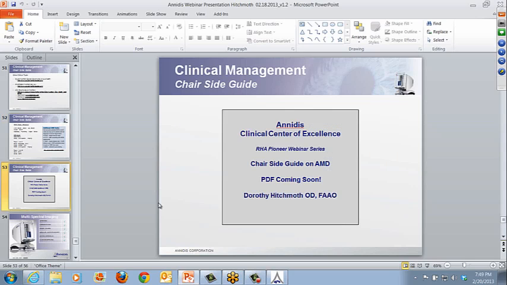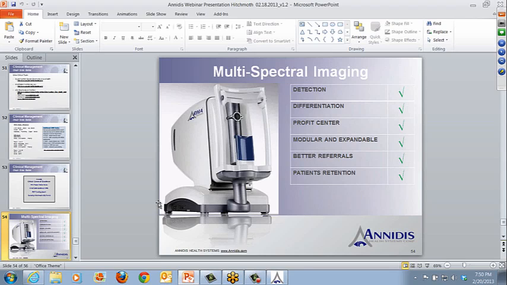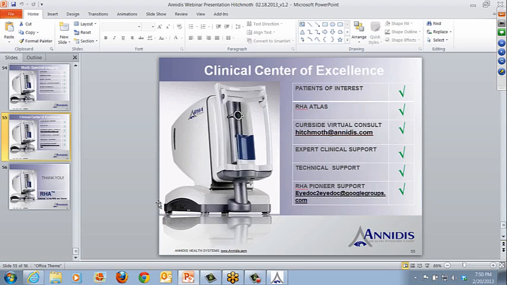So again, like I said, the chairside guide will be available to RHA Pioneers. It will be more detailed, but I certainly provided an overview of that information. And I hope the definition and the clinical stages, using AREDS staging here, will help guide you in what nutrients you should be prescribing to your patients with some confidence. And of course, we all know the benefits of multispectral imaging. We've gone over some of that tonight, and detection and differentiation certainly can act as a profit center. And we know what's coming on the horizon for its modular capabilities.